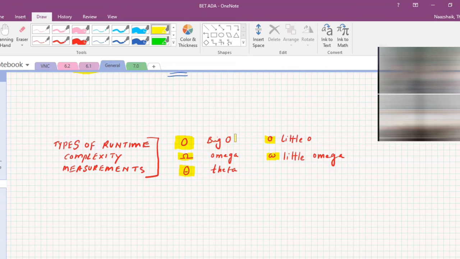But this is where we are going to use this and apply it to all our algorithms. Any algorithm we do, we will be computing the big O only. We will not be focusing much on the other types, but you need to know what they are. Okay, we'll quickly see the definitions of these.